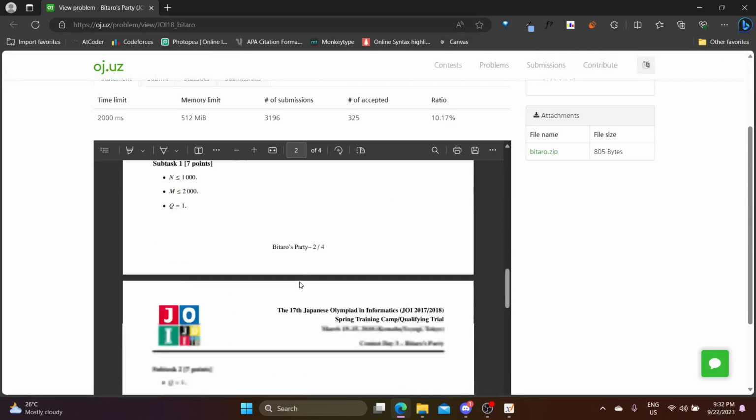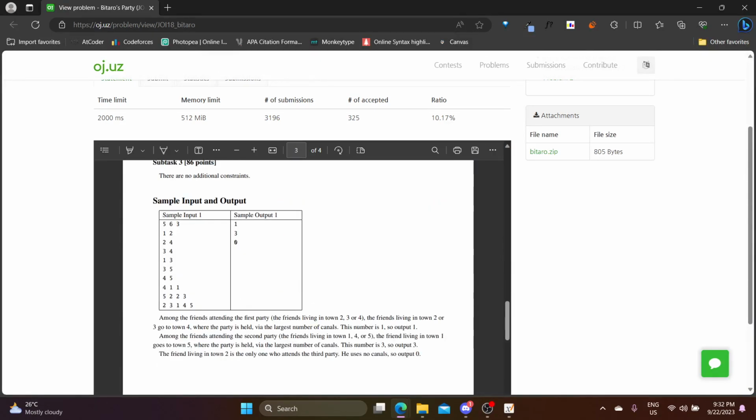So in the input, 4 1 1 means that you want to find the longest path from any vertex to vertex 4 except for vertex 1. So you want to find the longest path starting from any vertex other than vertex 1 that ends at vertex 4. And in this other case, it means that you want to find the longest path starting from any vertex except for vertices 2 and 3 that ends at vertex 5.